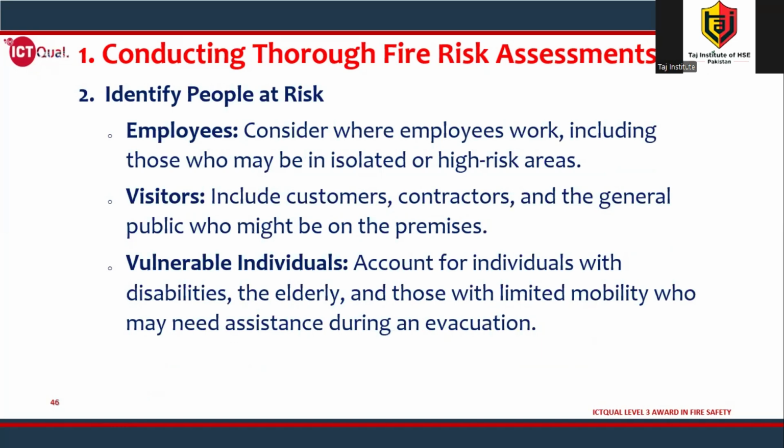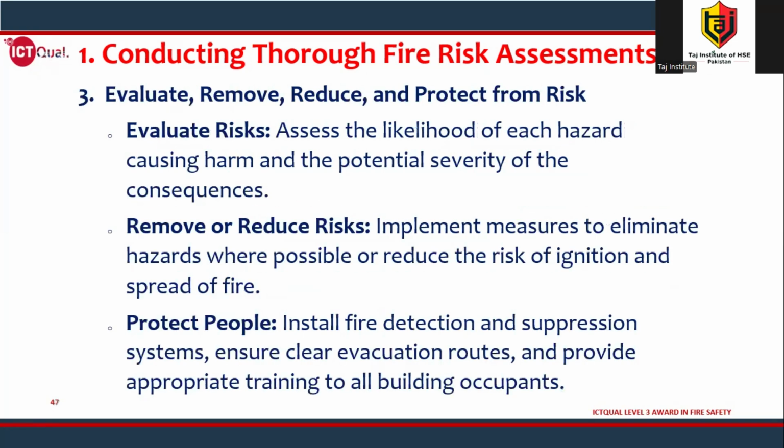Second point is identify people at risk. So you have to identify the people who are at risk, like employees, like visitors, like vulnerable individuals. Vulnerable individuals means those persons who are disabled, who cannot move from one place to another easily. So you have to identify the people who are at risk, like employees, visitors, or disabled persons.